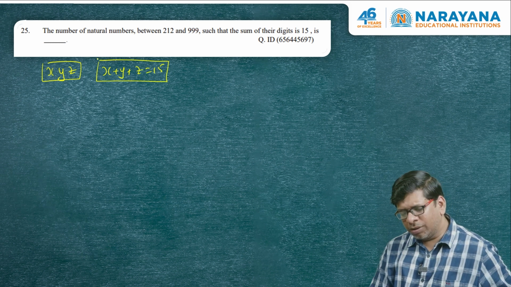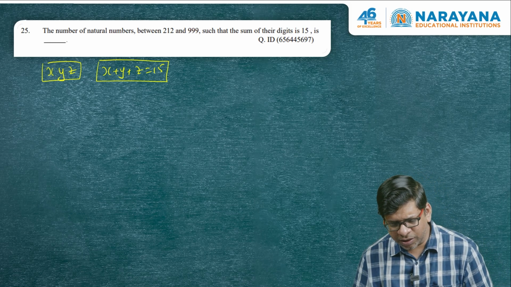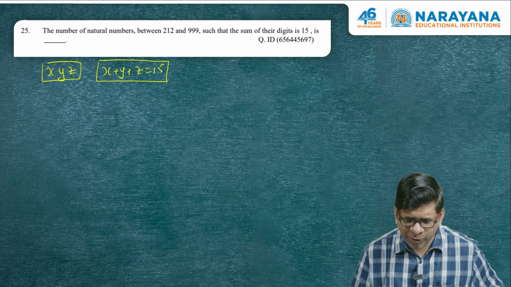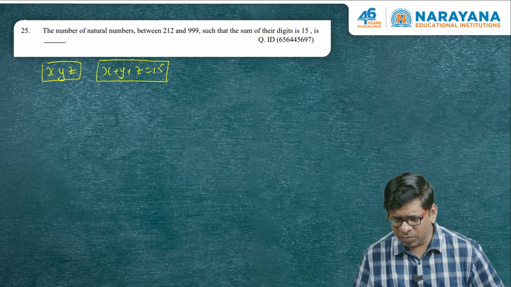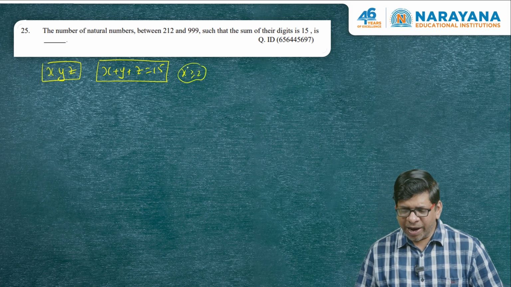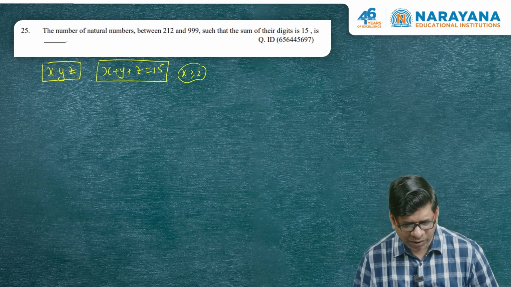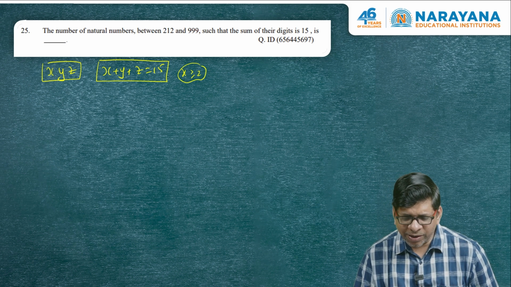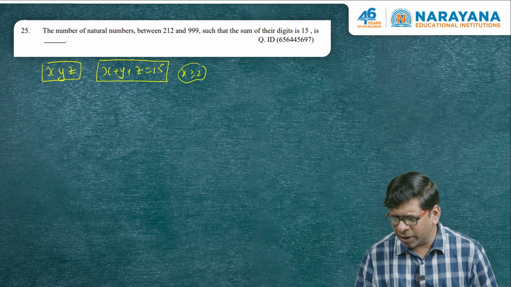Restriction is not on z because z can be anything. The last digit means we can say the unit place. The tens place also can be anything, but the hundreds place has a restriction because it starts from 212. So x is greater than or equal to 2. If x is greater than 2, meaning 3, 4, 5, 6, 7, 8, 9, then there is no restriction on y and z. If x is equal to 2, then it should be greater than or equal to 212.